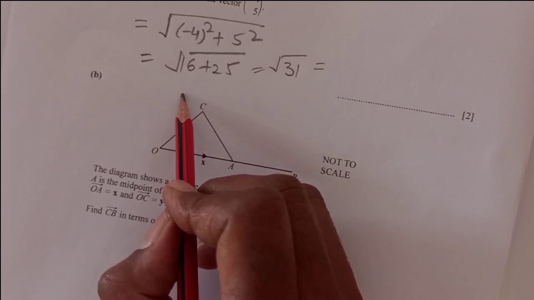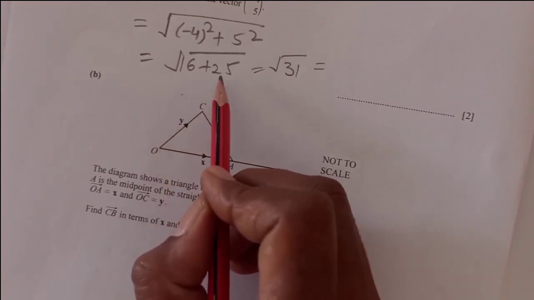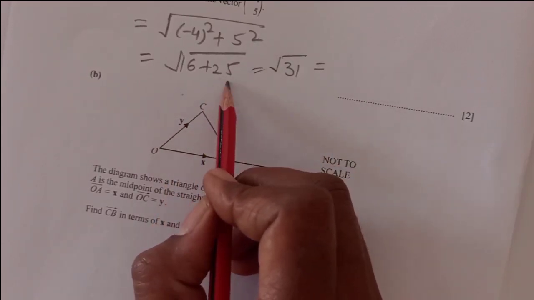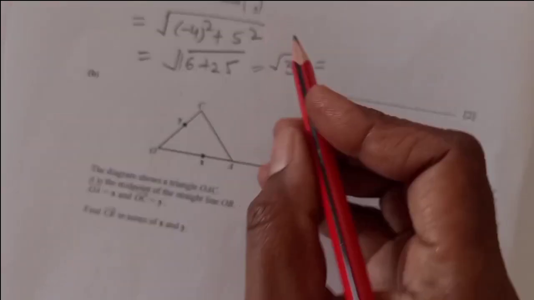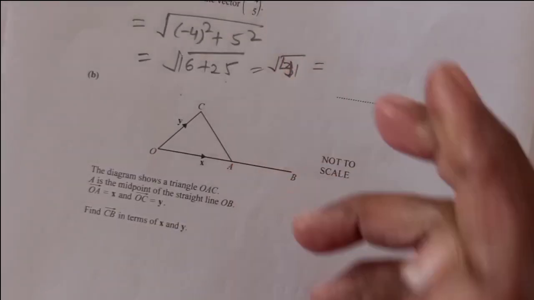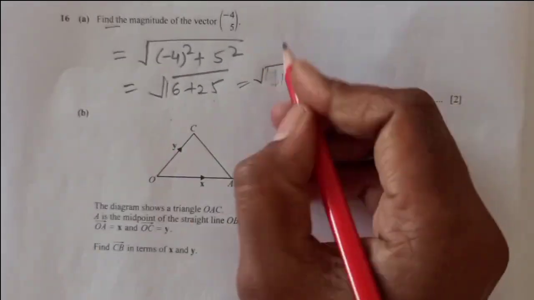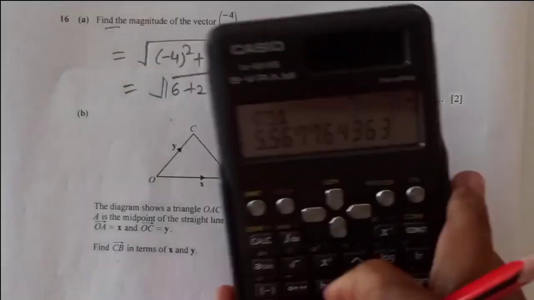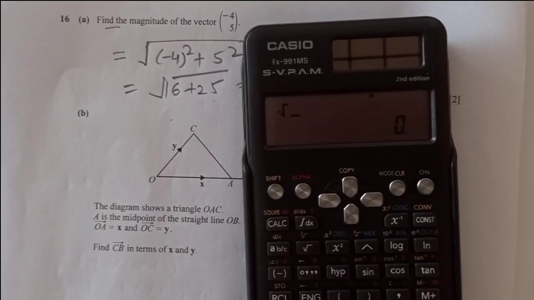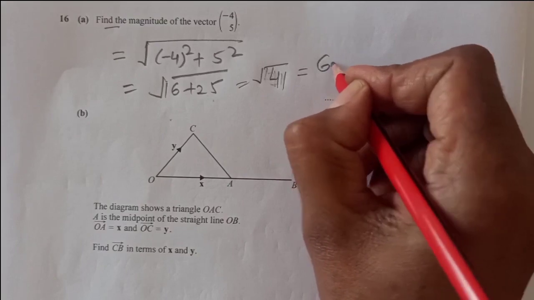Four square plus 5 square is 25. This is not 31, this is 41. So let's calculate the square root of 41. It's 6.40, so it's 6.4.